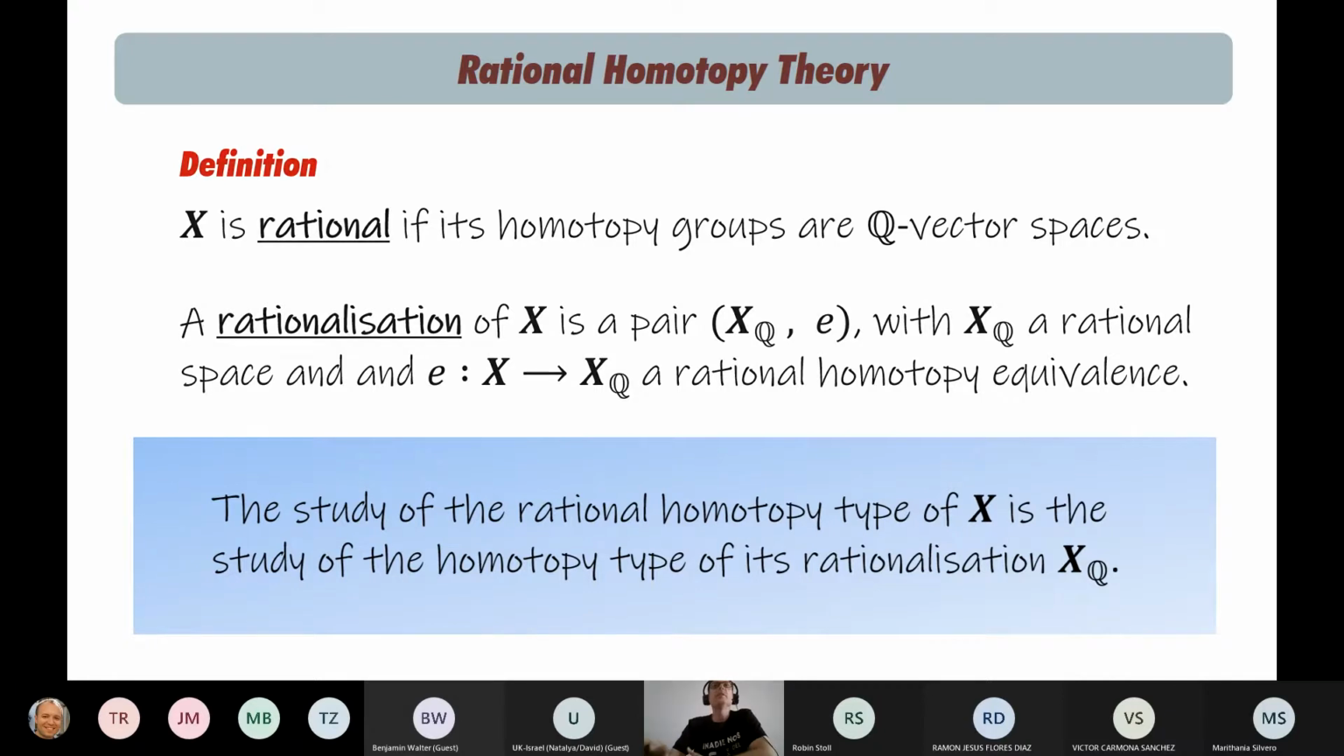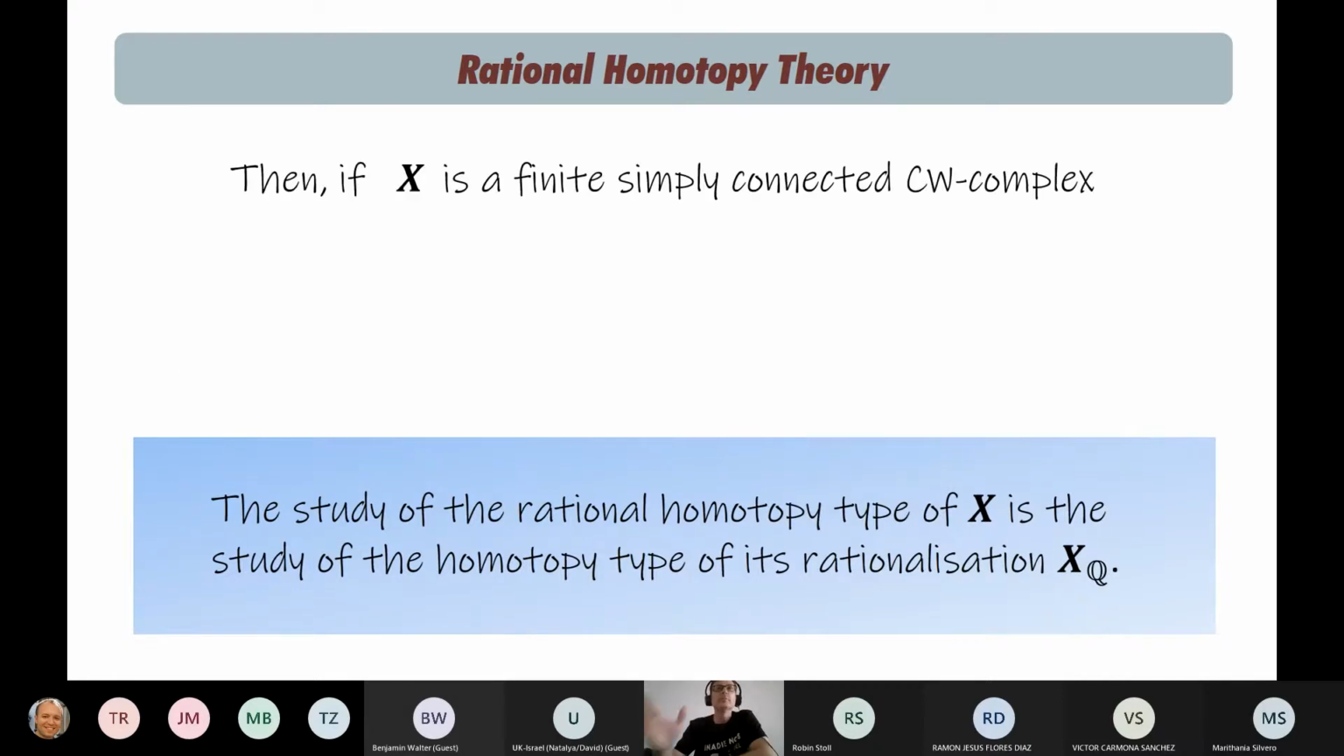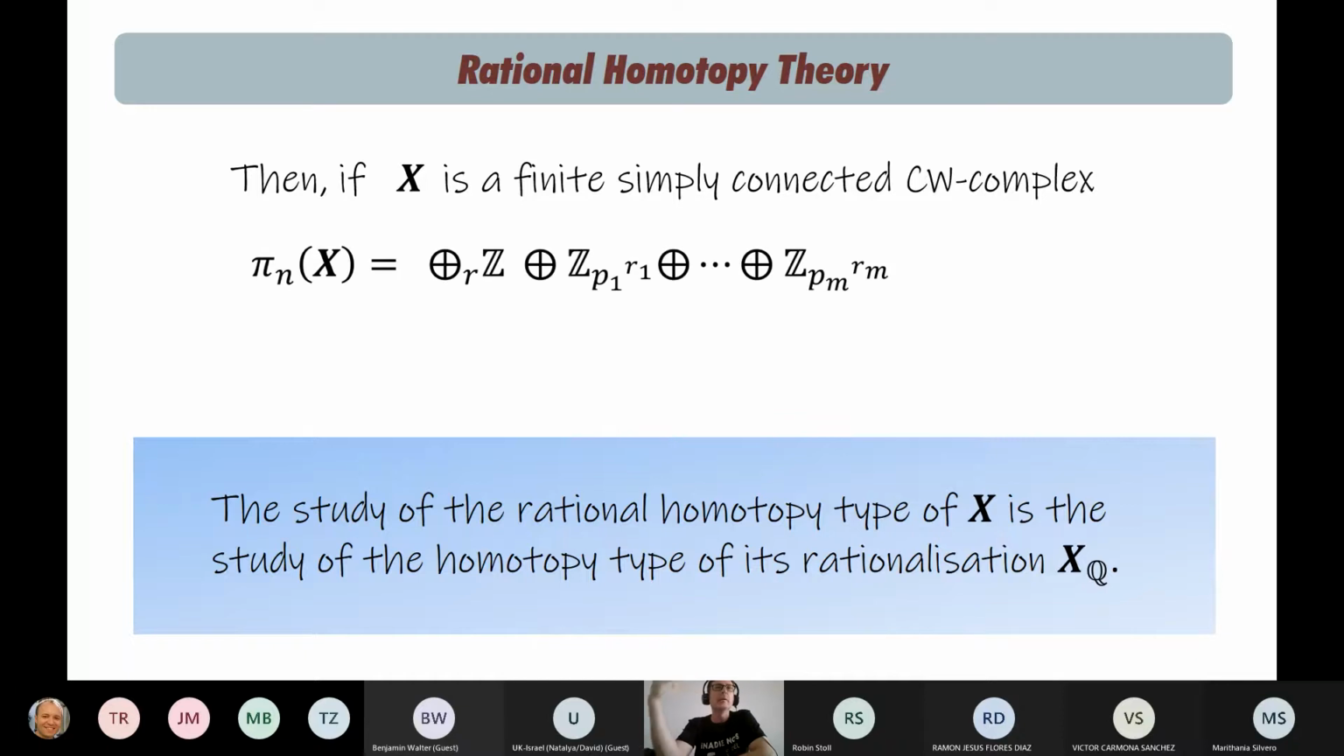This rational homotopy theory is simpler in some sense because, for example, if we have a finite simply connected CW complex whose higher homotopy groups are the sum of some copies of Z and some finite groups, then the rational homotopy group is just a vector space whose dimension is the rank of the higher homotopy groups. This is a result of Serre, and these things simplify a lot.